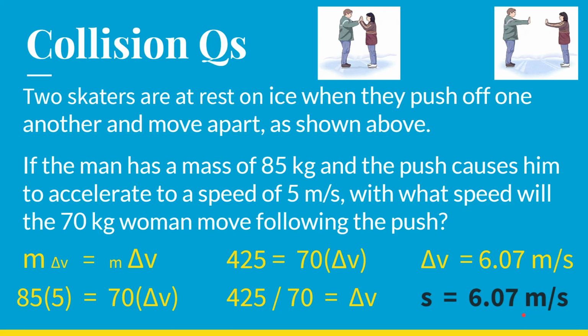I don't care about which direction for speed. It's a scalar quantity, so I'm just looking at the magnitudes in this calculation. So the magnitude of her velocity is 6.07 meters per second. The magnitude of his velocity is 5 meters per second. Of course, they're going in opposite directions. Does anybody have a question about the calculation?